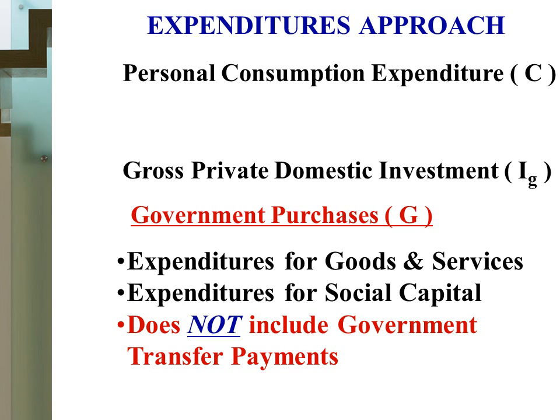The next one is expenditures on social capital, so things that we need. It's sometimes called infrastructure: roads and schools and bridges. That type of spending is definitely counted towards GDP. Part of that would also be defense spending.